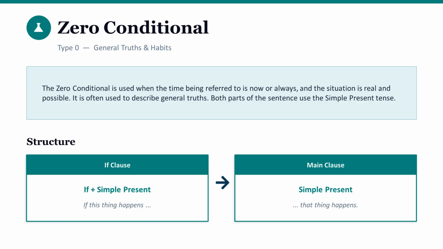The structure is simple. In the if clause, we use if plus the simple present tense. And in the main clause, we also use the simple present tense. So the formula is, if this thing happens, that thing happens. Both parts of the sentence stay in the simple present. Let us look at some examples now.